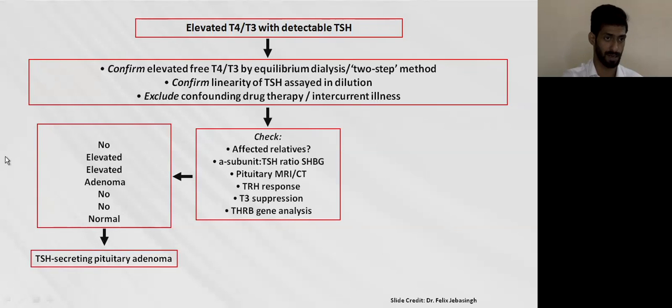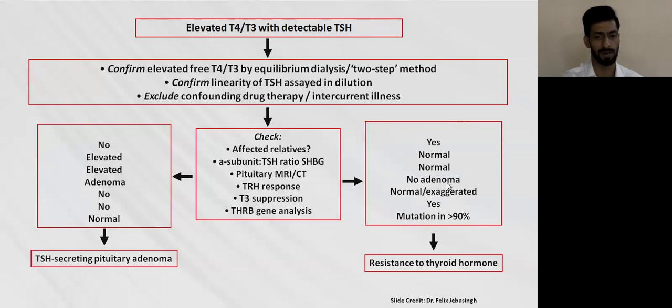If it is not, ideally, I can do a few other biochemical tests to prove thyroid hormone resistance, like the TRH response. But you know that the most common cause of thyroid hormone resistance is a mutation, and this analysis is commercially available. So you can do a thyroid hormone receptor binding gene analysis, which is positive in almost 90% of cases, and that tells you that the patient has resistance to thyroid hormone.